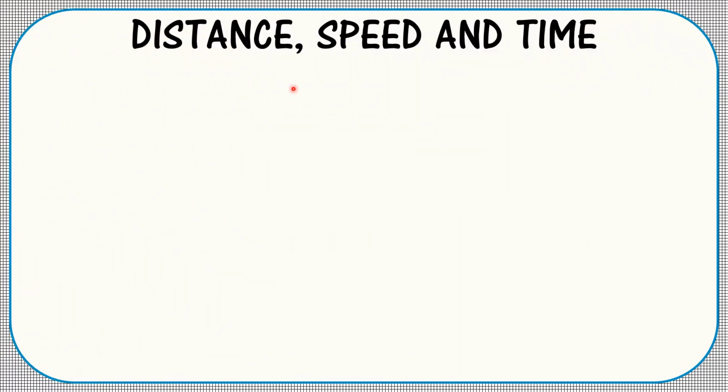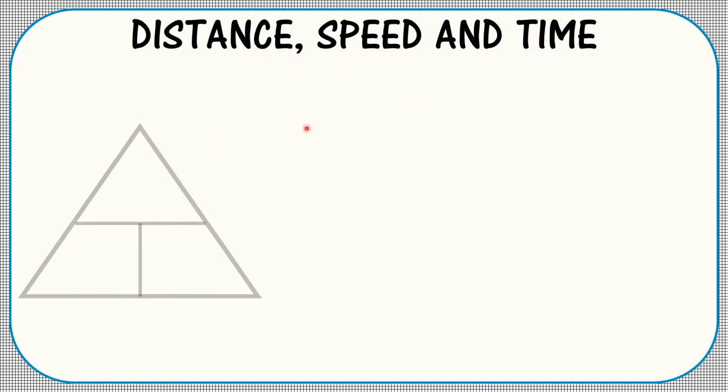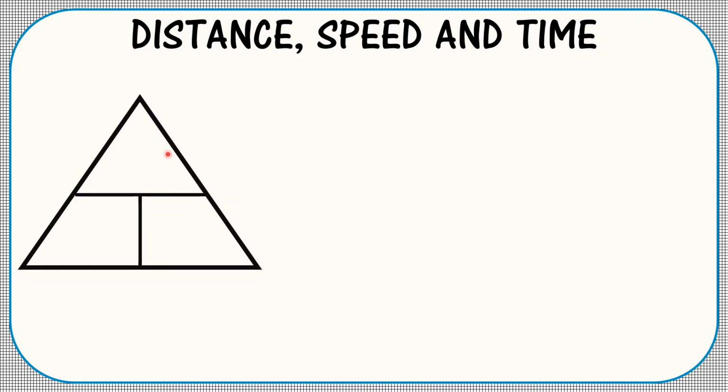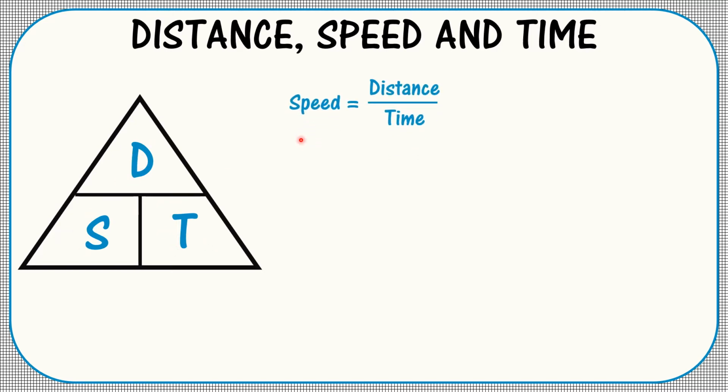Another type of question it will ask you for is the average speed. For us to work out the average speed, we need to use a distance, speed, and time triangle. At the top of this triangle, we'll put D, which stands for distance. In the bottom left, we'll put S, which stands for speed. And in the bottom right, we'll put T, which stands for time. So this is the distance, speed, time triangle. If you want to work out the speed, it is distance divided by time.